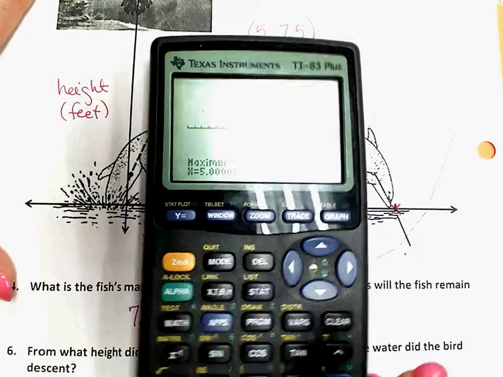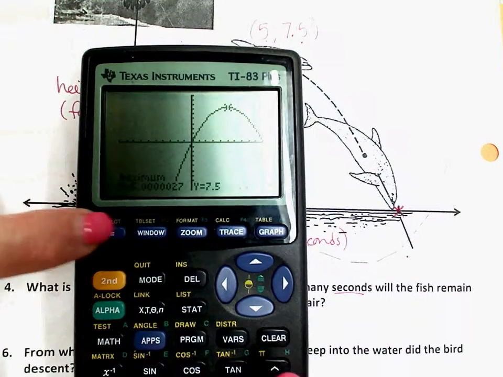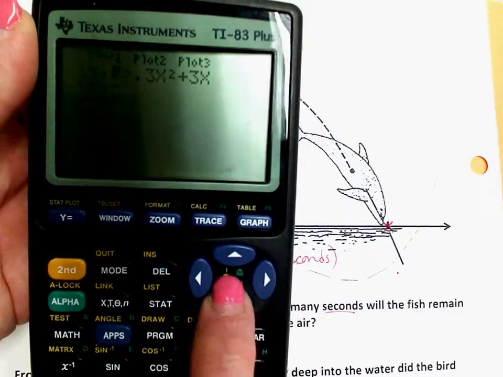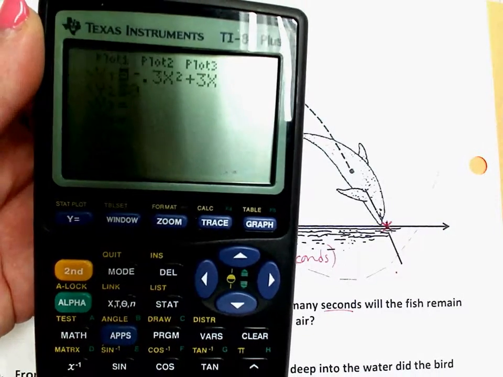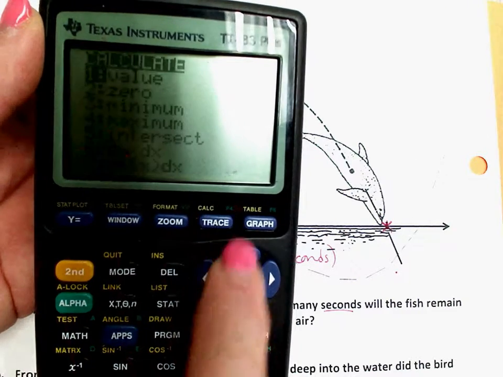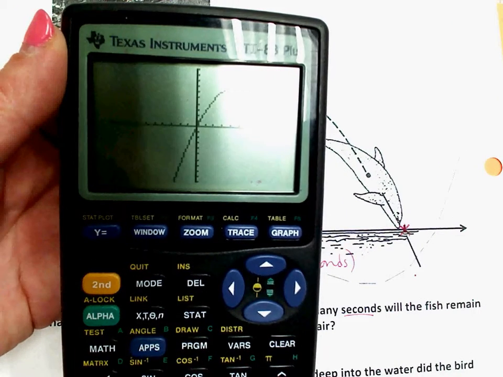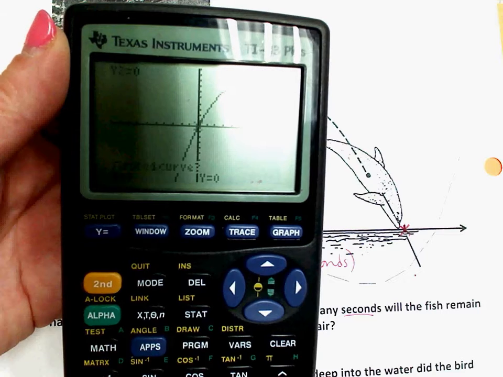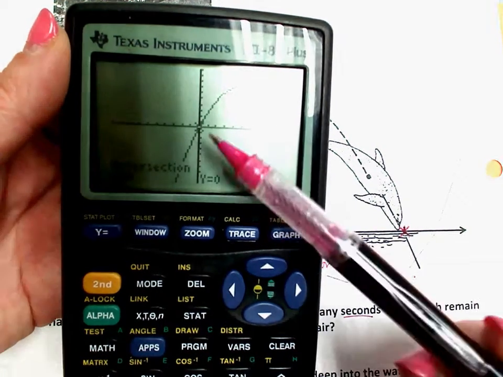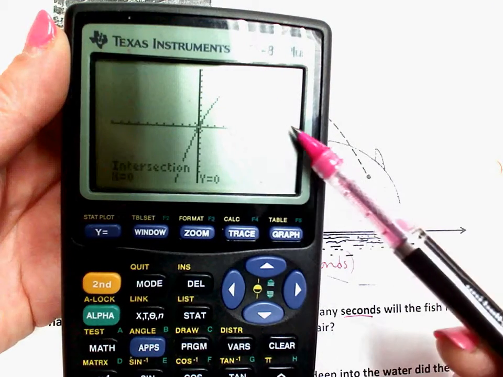I'm going to enter the equation of the x-axis, which is just y equals 0. So I'm going to enter my second equation. Here's the fish's equation already in here. Second equation, y equals 0. And then I'll ask my calculator where these two lines intersect. So second, trace, this time selection number 5, intersect. And I'm going to hit enter 3 times. I should have seen that one coming, but it gave me this intersection. That's when the fish left the water. I need to know this one.